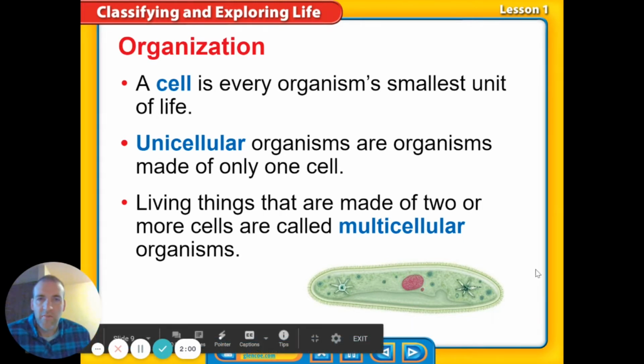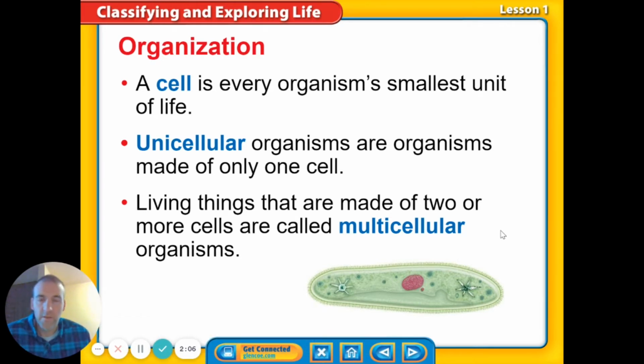If something is made of 2 or more cells, they're called multicellular. So large animals like lions, tigers, bears, elephants, humans, we are made of trillions of cells. And so we are considered multicellular. But even if something was only 2 cells, it would be considered a multicellular organism.